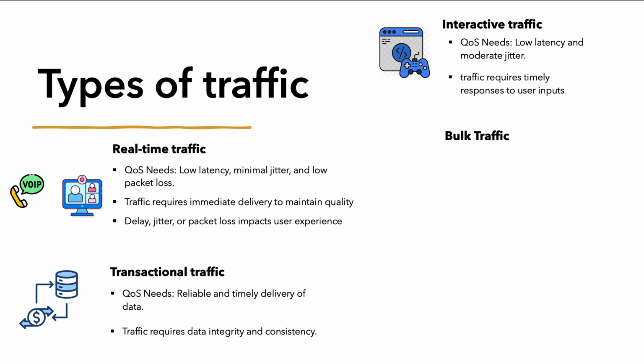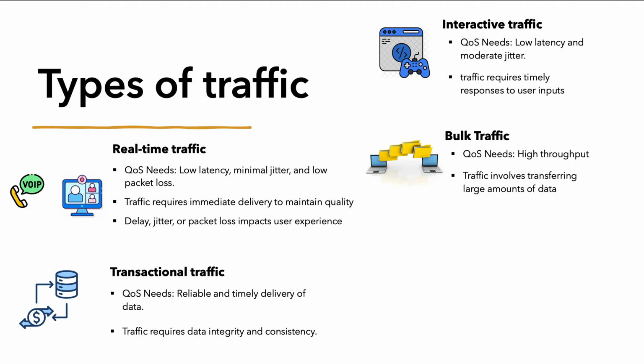Another type of traffic is bulk traffic, for example, file transfers. The QoS need is high throughput. Bulk traffic involves transferring large amounts of data. While it may not be as sensitive to delay or jitter, it requires sufficient bandwidth to ensure timely completion of transfers.